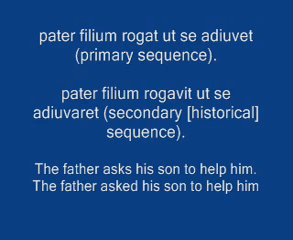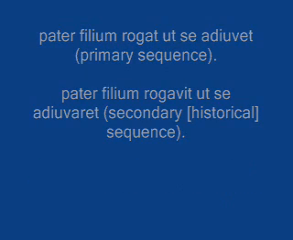But listen to the translation. The father asked the son to help him. So in either case, the translation is the same. The sequence of tense is what we expect. Primary main verb, present subjunctive; secondary main verb, imperfect subjunctive. Pretty darn simple. In either case, we translate into natural English. Okay, easy peasy.